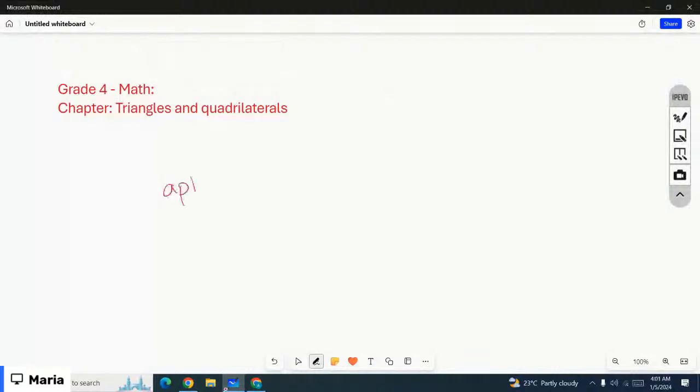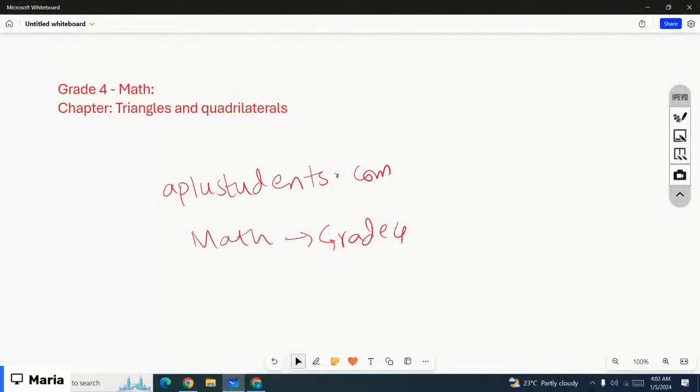You can find all the lessons on aplusstudents.com. You have to log in there using your email address and password as provided by the administrator. Then you have to select math from the subject tab. Scroll down to grade 4 and then click on view all lessons. There you can find a list of the chapters.